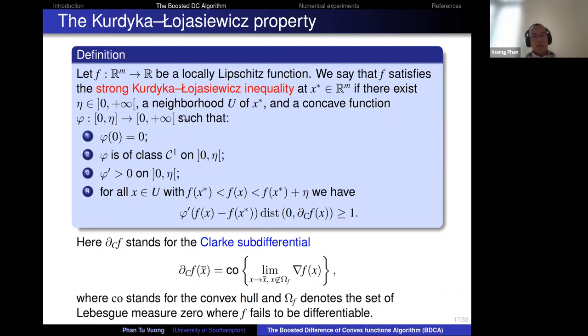Two weeks ago, you saw the Kurdyka-Lojasiewicz property presented by Ting Kai with a specific function phi. Here I need to use the strong version. The strong here is because in the classical definition of Kurdyka-Lojasiewicz, this is the limiting subdifferential. So we need to use the Clarke subdifferential, which is a little bit bigger. I will explain later why we need to use the Clarke, but not the limiting subdifferential.